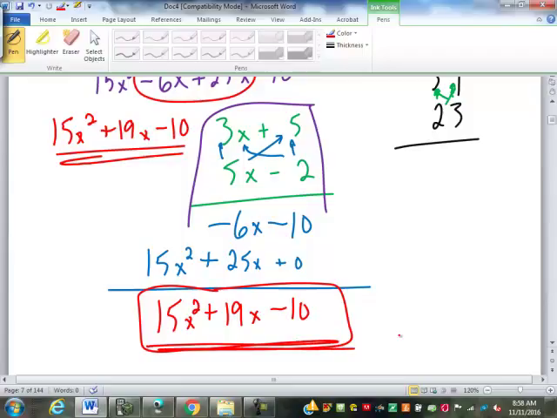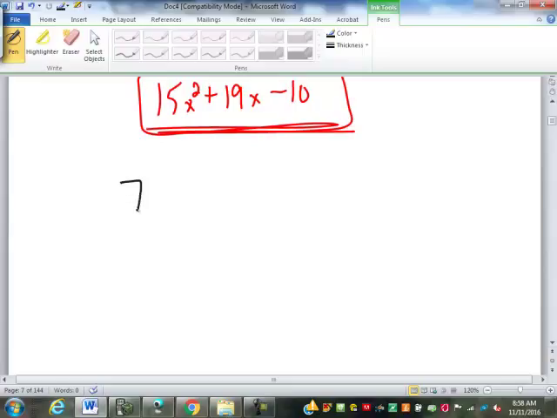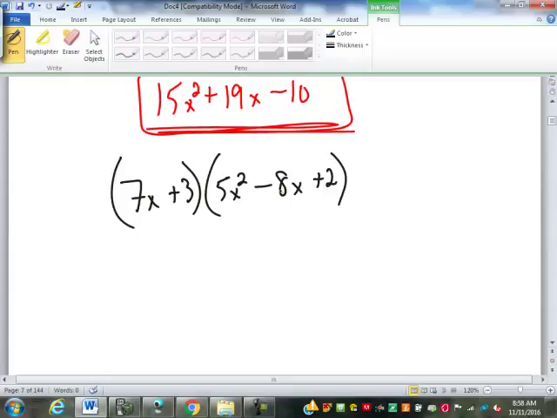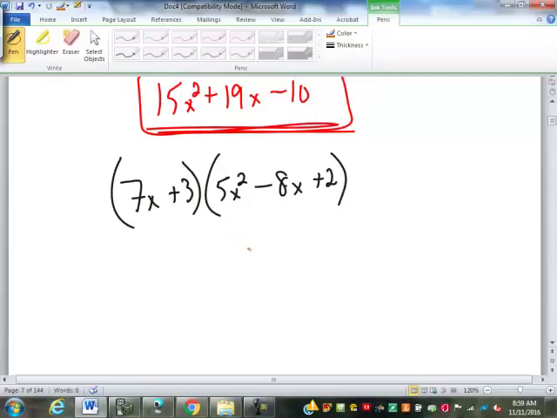I'm not a huge fan of FOIL, just because FOIL only works for problems like that. What if I have 7x plus 3 times 5x squared minus 8x plus 2? FOIL doesn't work anymore, does it? There's a middle digit here. It'd become FOIL. Actually, I have no clue what it would be, but it sounded funny. But multiplying it out the long way still works. I always put the number with the most digits on top. Now, of course, you know how to adjust FOIL to just multiply it out too if you need to.